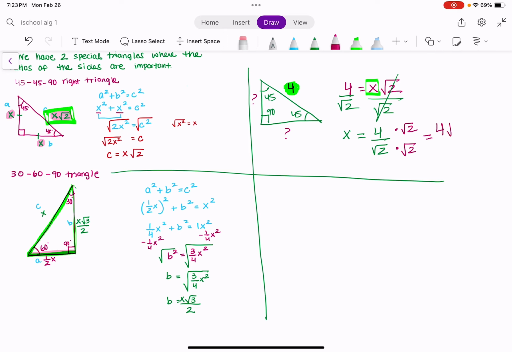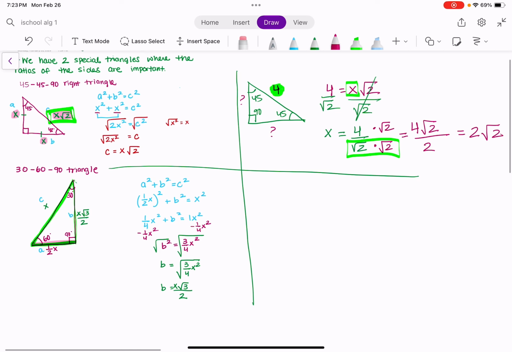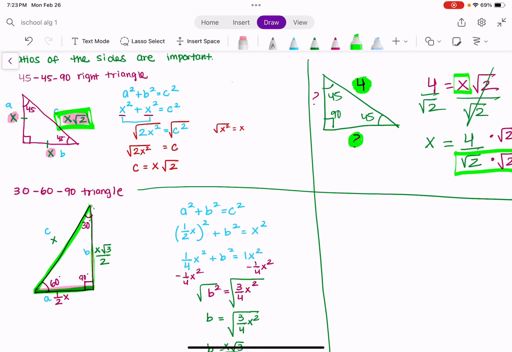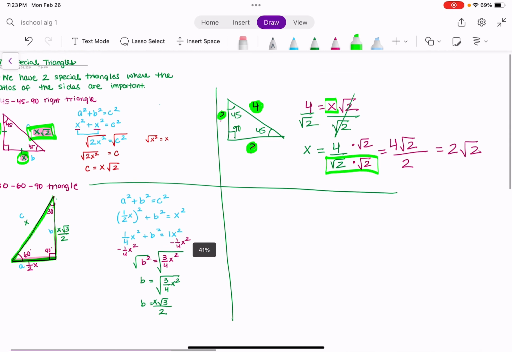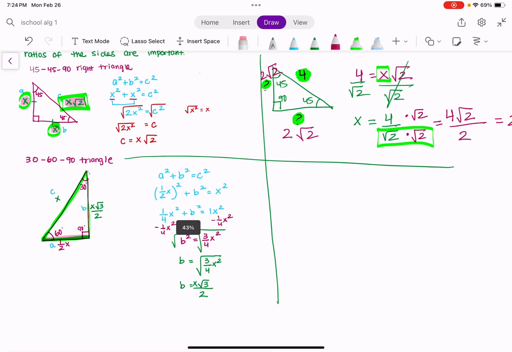So I'm going to get 4 square root of 2 over, well, if you put this in your calculator, you're actually just going to get 2. Okay? And then I can simplify this to 2 square root of 2. So I know that x equals 2 square root of 2, and I know these missing sides right here, this and this, are just x, right? So I know that both of these missing sides are going to be 2 square root of 2. So if the hypotenuse is 4, both of these missing side lengths are 2 square root of 2, okay?